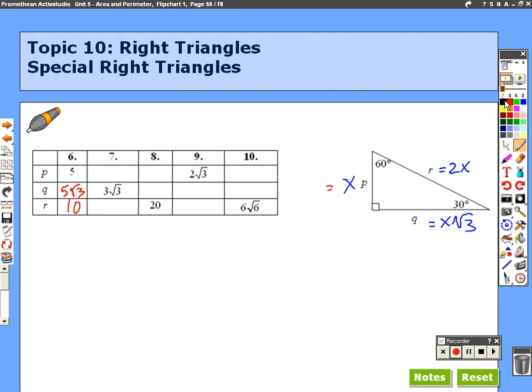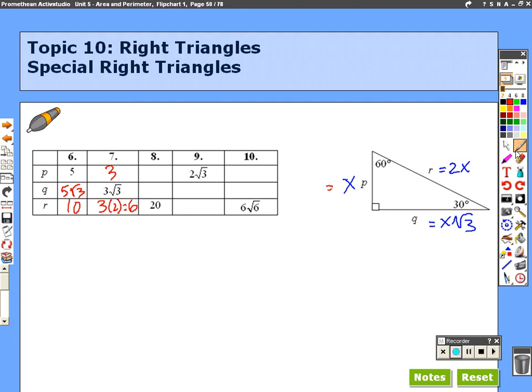Okay, so number 7, they told us that q, this side right here, is 3 root 3. Well, that means x root 3 is 3 root 3, which tells us that x is 3. And if x is 3, then 2 times x has to be 6. So x is 3, and for some reason I wrote 5. x is 3, and this is 3 times 2, or just 6. All right, next one. Get rid of this.